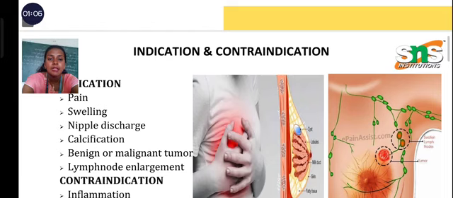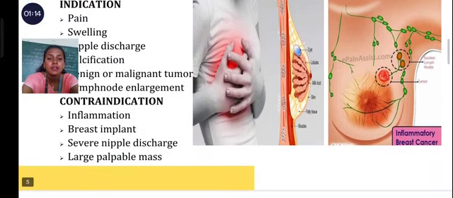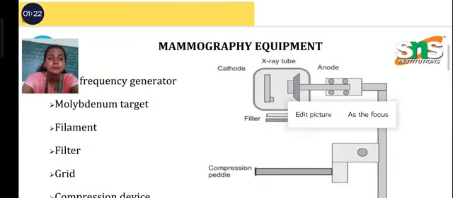Indications and contraindications. Indications: pain, swelling, nipple discharge, calcification, benign or malignant tumor, lymph node enlargement. Contraindications: inflammation, breast implant, severe nipple discharge, large palpable mass.